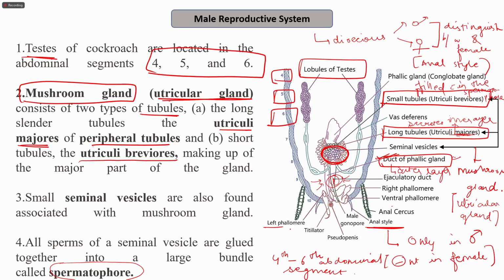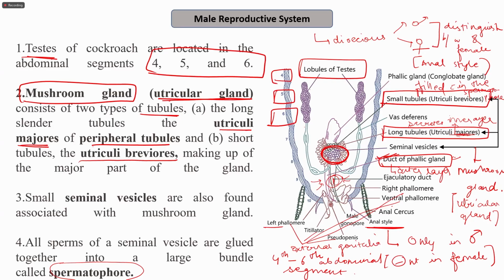Fine. The left phallomere, titillator, pseudopenis, right phallomere, and ventral phallomere are all part of the external genitalia of the male cockroach. So these are the different parts of the male cockroach.